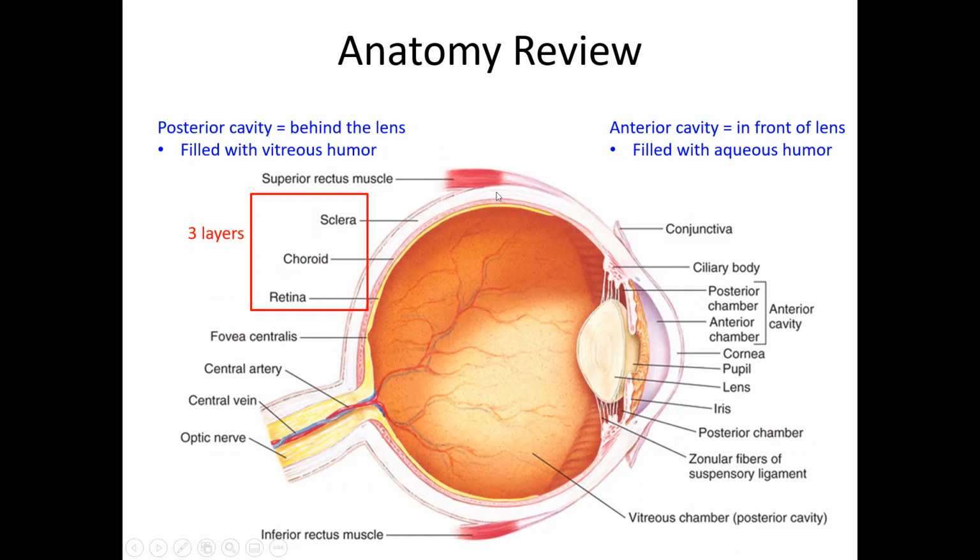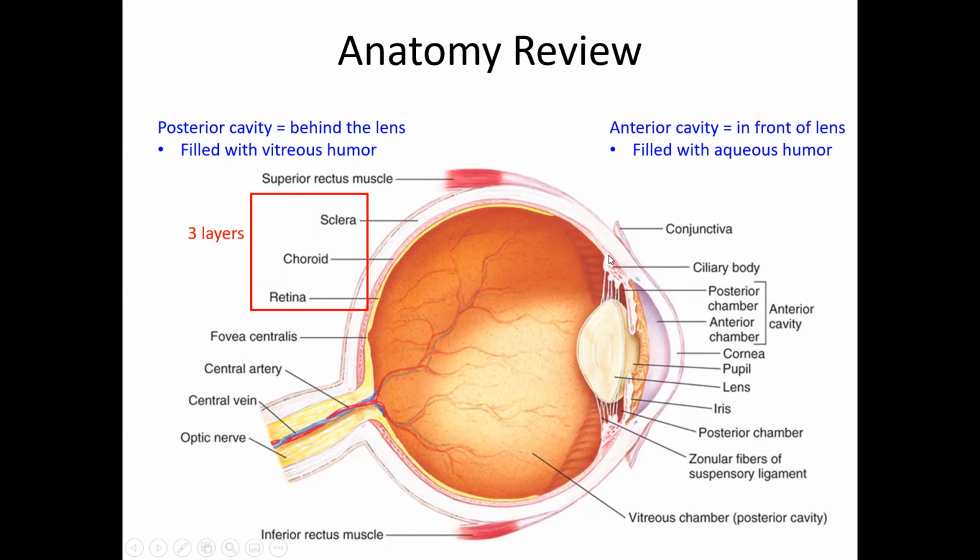And the eyeball itself has three layers. The outer layer is called the sclera in the back. That's the whites of your eyes. And then anteriorly, we have the cornea. So here's the cornea. That's going to be clear. When you look at someone's eyes, you don't see the cornea because it's clear.